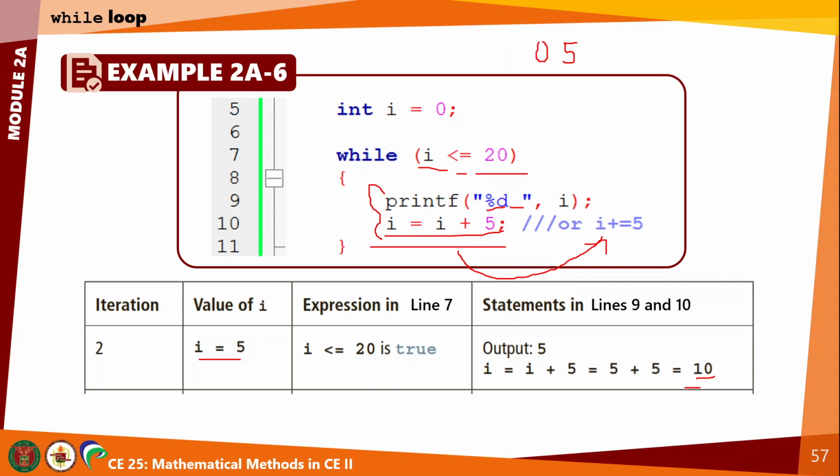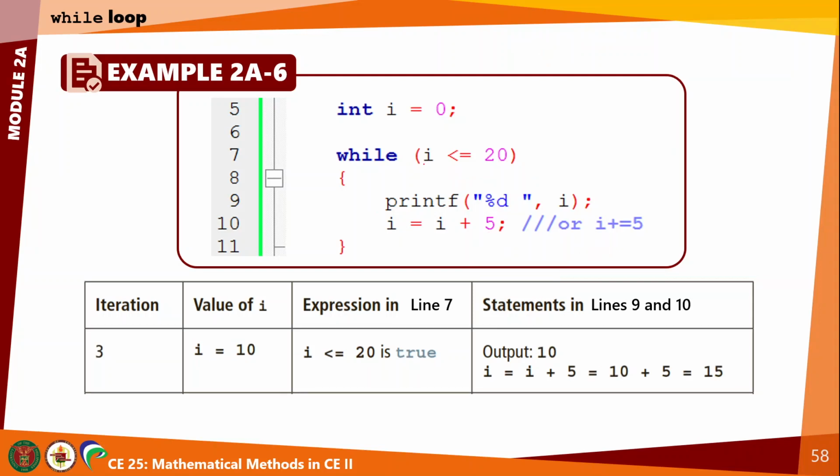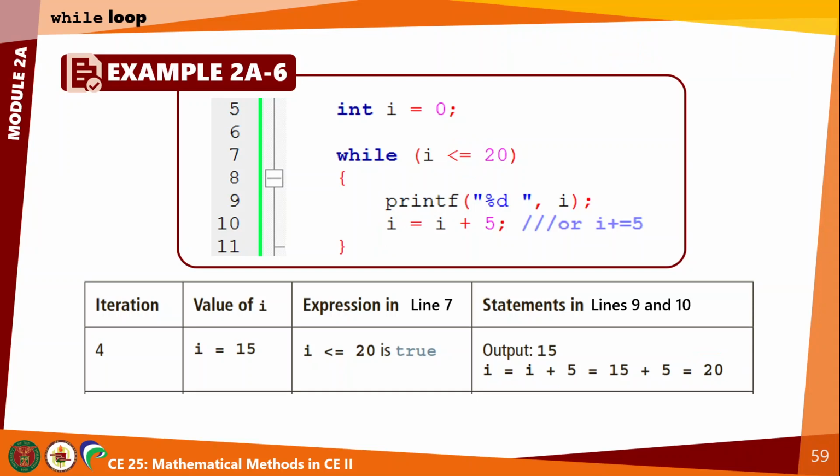Okay? So, for our third iteration, I is equal to 10. And since I is less than 20, this relational operator evaluates to true pa rin. Okay? So, i-execute niya pa rin yung nasa loob ng while loop. I-print niya yung value ni I, which is 10. So, yung kanina, 0 space 5 space 10, yan na yung i-print niya. And then, dadagdagan niya ulit yung value ni I ng 5. So, your I will now have a value of 15 for the fourth iteration. So, for the fourth iteration, I equals 15.